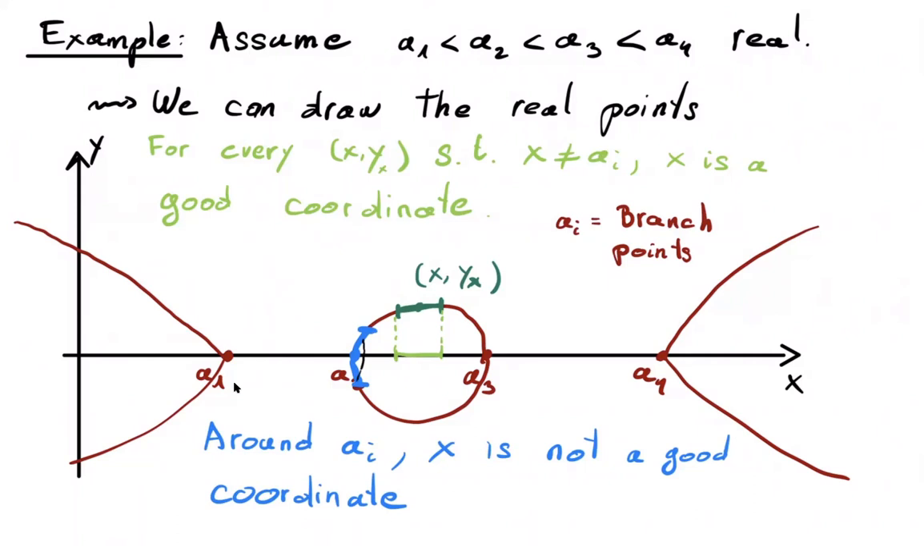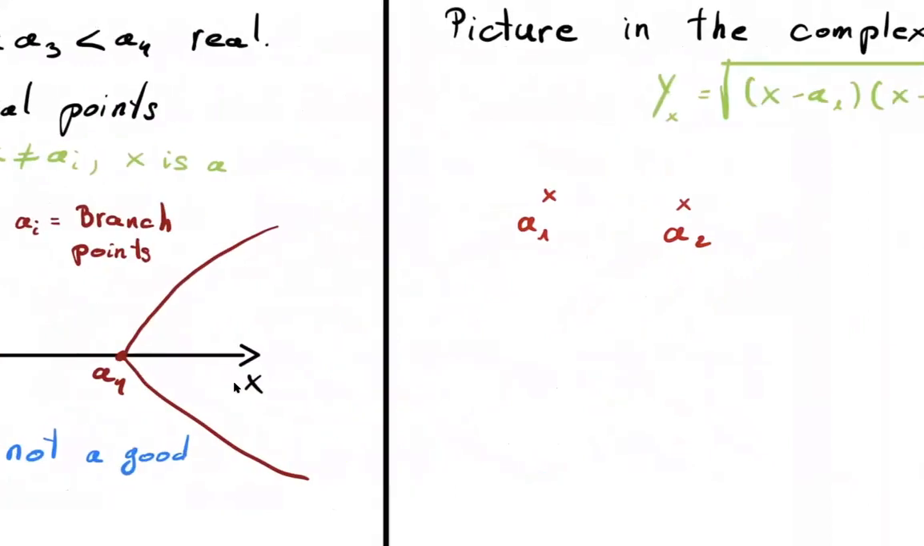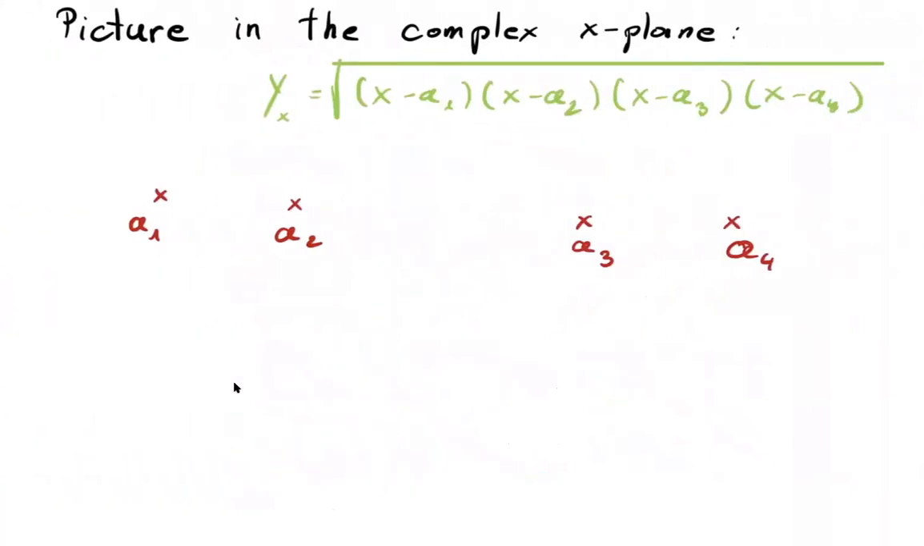So x, I can use it as a coordinate, as long as I'm not in a neighborhood of what are called the branch points, which are really nice. So that's why I will often just use x, but by x I mean the choice of local coordinate. It's always a good choice of local coordinate, except in the neighborhood of the branch points.